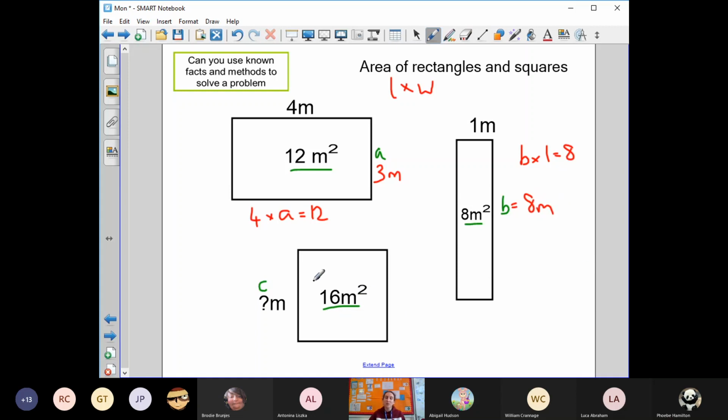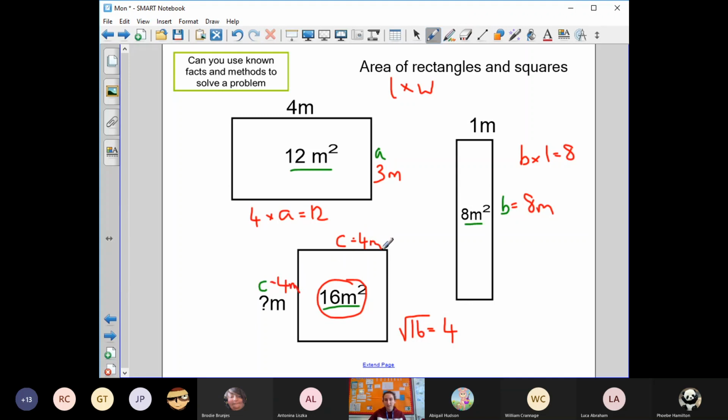Okay, now C is a bit more difficult because I haven't got any measurements. However, I do know that it's a square. And I also know that 16 is a square number. So what is the square root of 16? What number do I times by itself? Because it'll have to be C times by C to make 16. So what number do I times by itself to make 16? 4. So then C would be 4 on both of these sides, 4 meters.